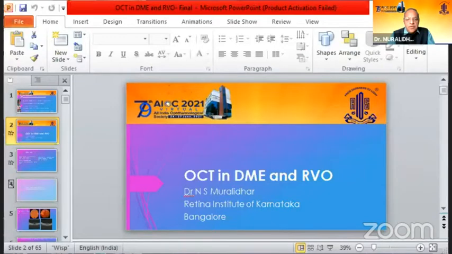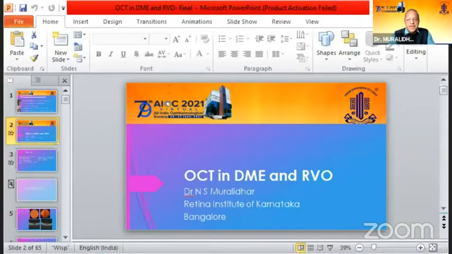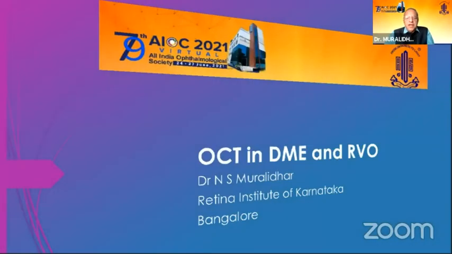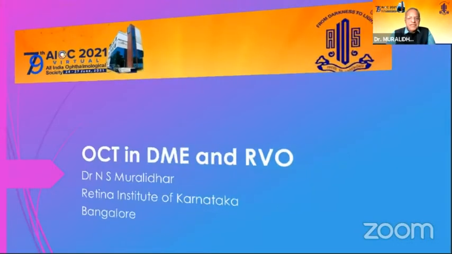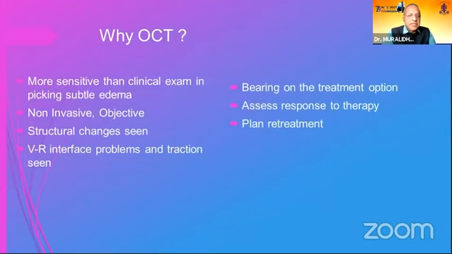I'm going to talk about the use of OCT in diabetic retinopathy and retinal vein occlusions. Why OCT in these situations? Because as we all know, OCT is more sensitive than clinical exam in picking up subtle edema. It is non-invasive, objective, repeatable, and structural changes are seen so vividly, and we can pick up the vitreoretinal interface problems and traction much more easily on OCT than clinically.